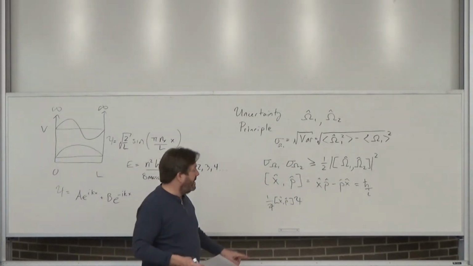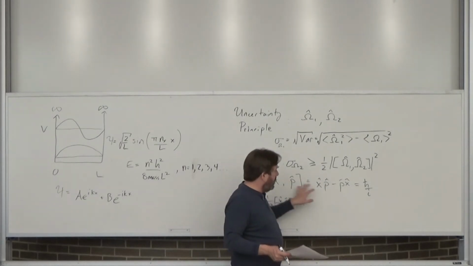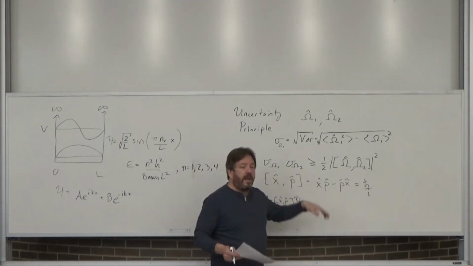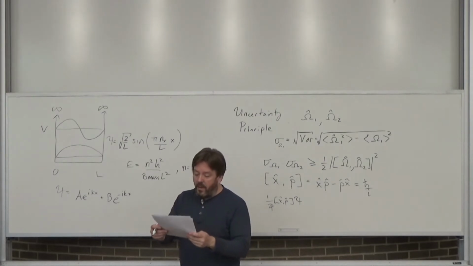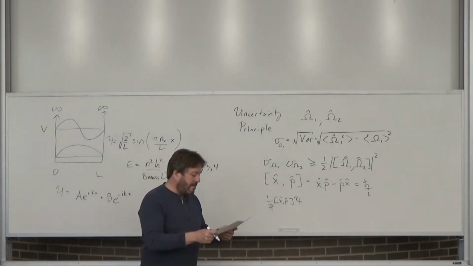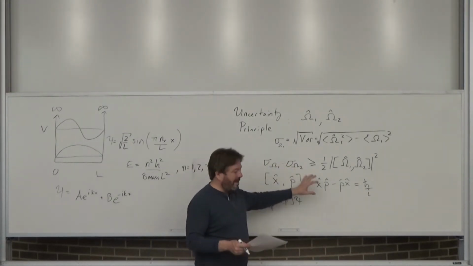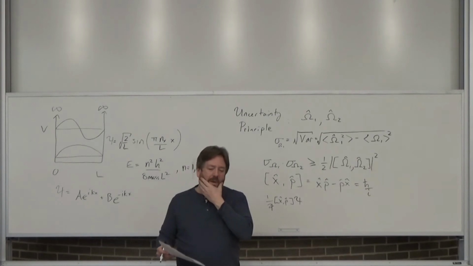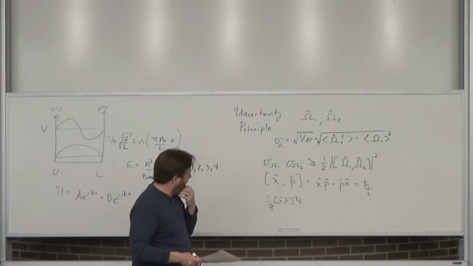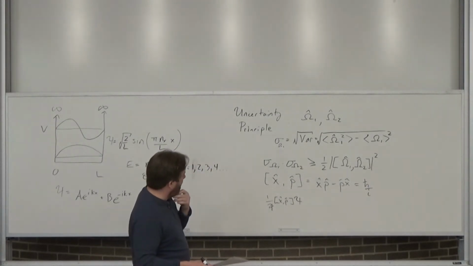And what that means is that since this is non-zero, the commutator is non-zero, you can't know where something is and how fast it's going. And yeah, I don't really know what to say about that other than there was all this stuff. I guess there's really not much else I can say about it.